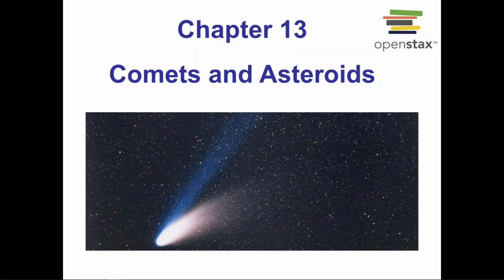Hello everyone. Today we are going to talk about chapter 13, Comets and Asteroids. This beautiful cover image is of comet Hale-Bopp, which was observable in 1997. You can see clearly it has the ion tail and the bright white dust tail.